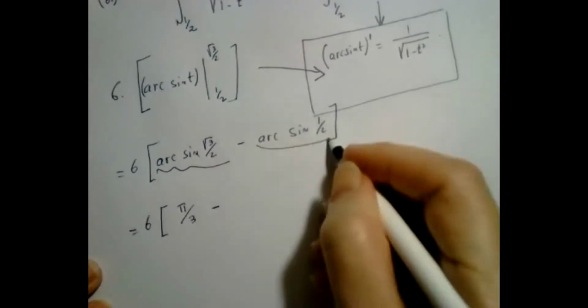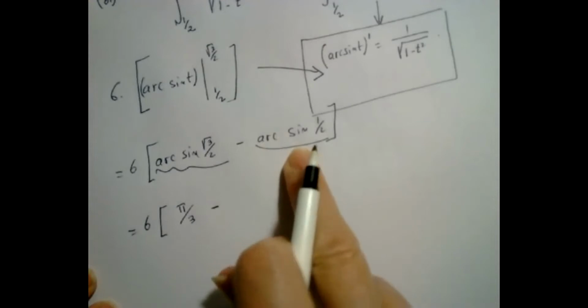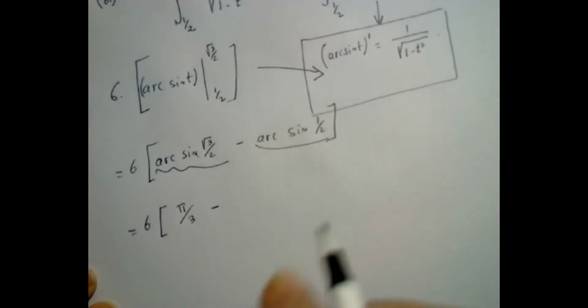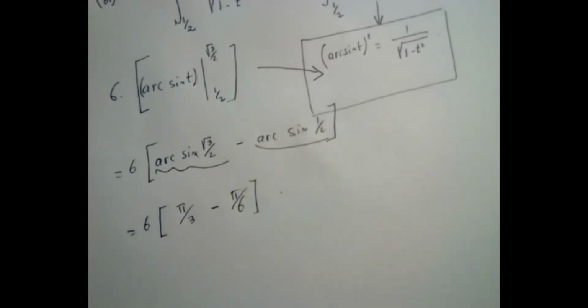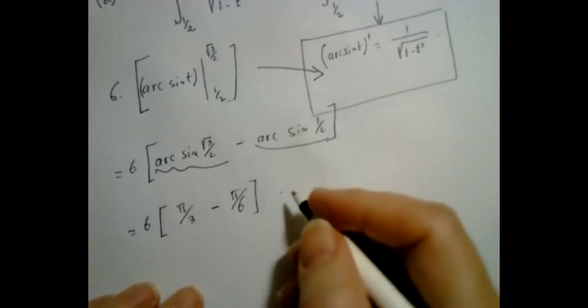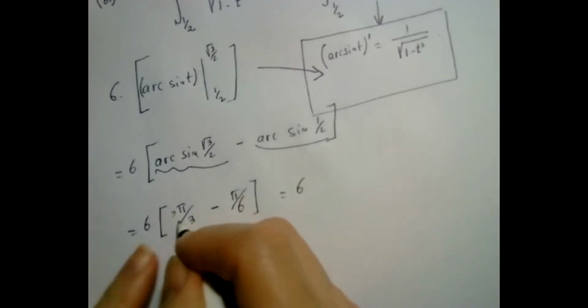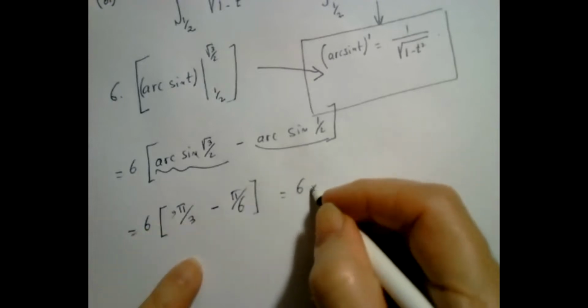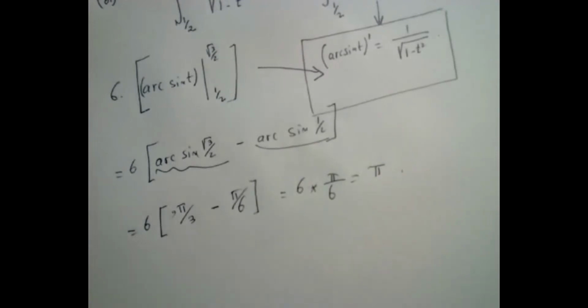Minus arc sine of a half. What's the angle? When you find its sine, you get a half. The angle whose sine is a half is pi over 6. And the rest we just basically evaluate. So pi over 3 would give me 2 pi, minus pi over 6 would give me... and the answer is pi. All right, so I guess this will do. I think I did all of them.